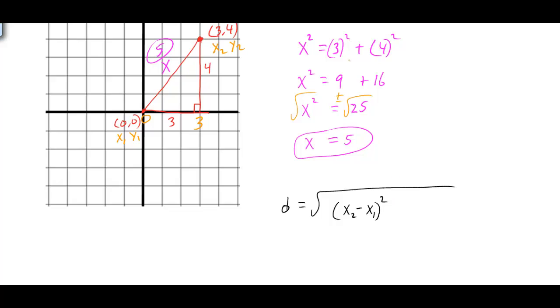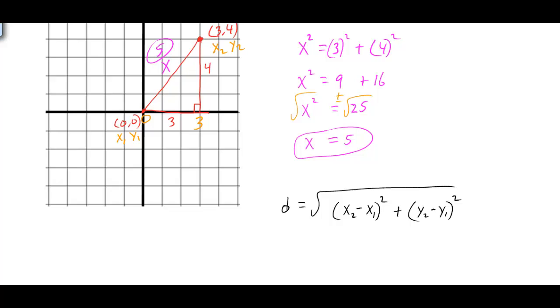And if you notice, this looks very similar to what we just did up here with the Pythagorean theorem. And then we're going to take and add this to y sub 2 minus y sub 1 squared. Now y2 minus y1, what is that finding? Well, our y2 is the 4, okay? So you're taking 4 minus our y1, which is 0. So that's going to give us this location squared.